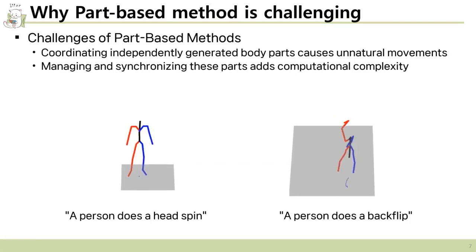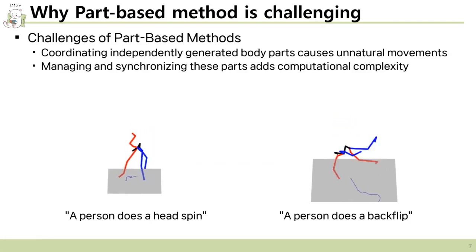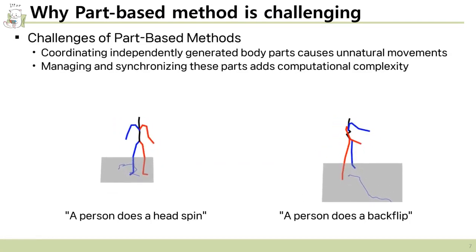While the part-based method provides precision, it also introduces some challenges. Coordinating body parts that are generated separately can lead to problems. If the arms and legs are not synchronized properly, the overall motion may appear unnatural. For instance, a small misalignment between the movements of the arms and legs can make the entire animation look awkward or robotic.